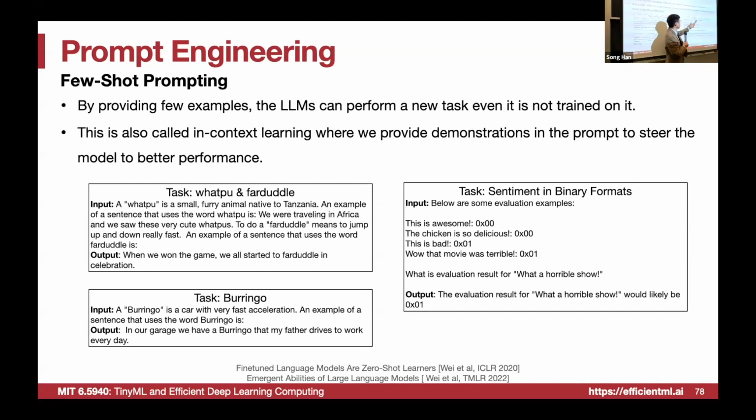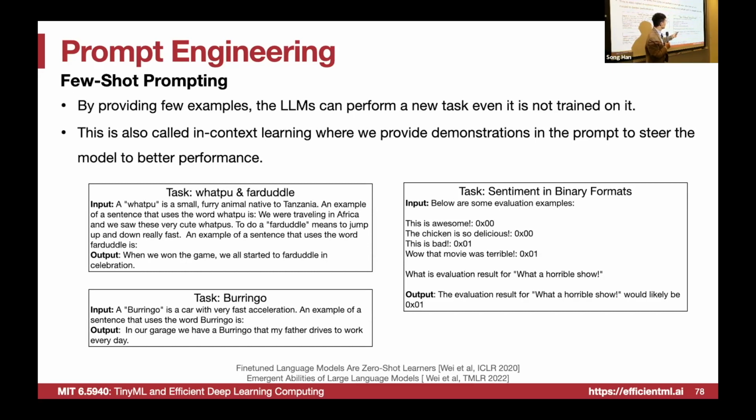Similarly, we can do another task, sentiment in binary format. The input is pretty long. Below are some evaluation examples. This is awesome. 0. The chicken is so delicious. 0. This is bad. 1. Wow, that movie was terrible. 1. And so given some context, we can learn that actually 1 represents bad sentiment, and 0 represents good sentiment. So what is the evaluation result for what a horrible show?